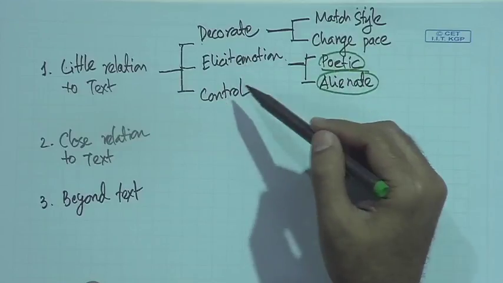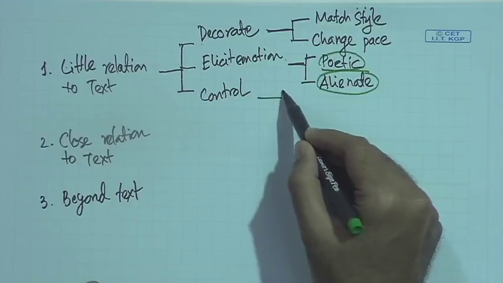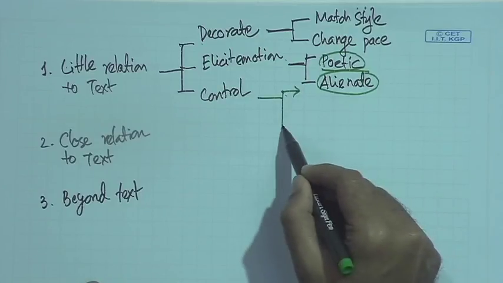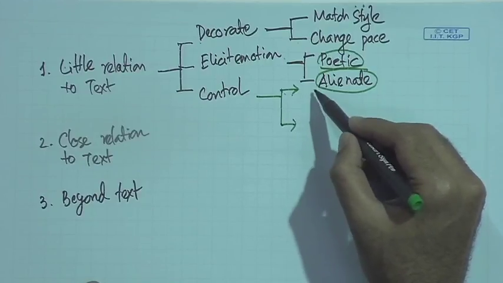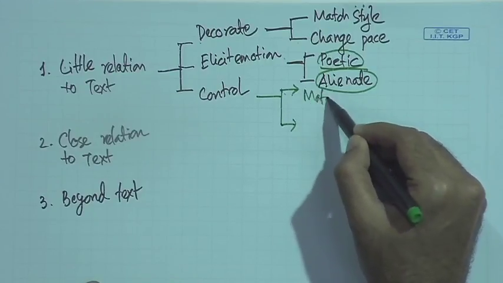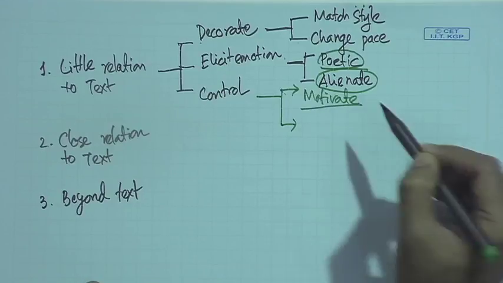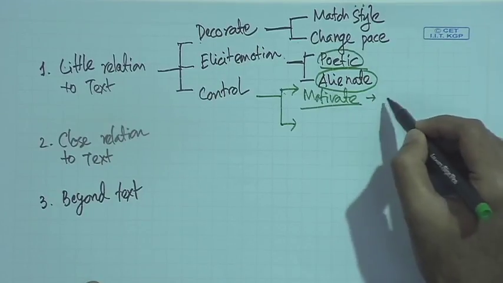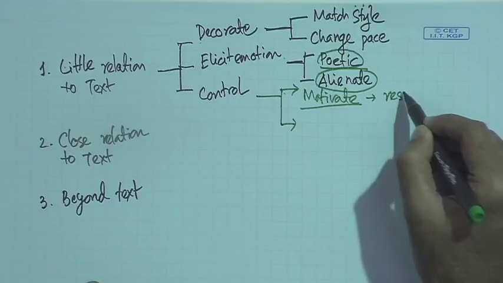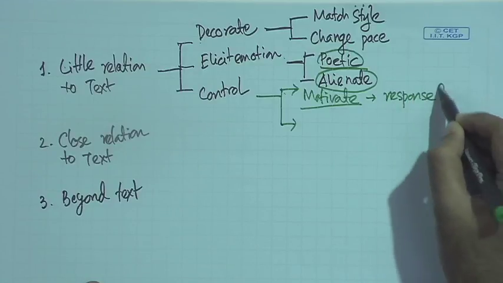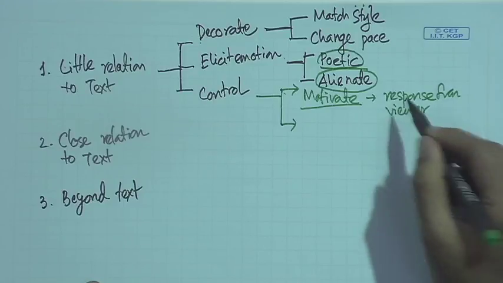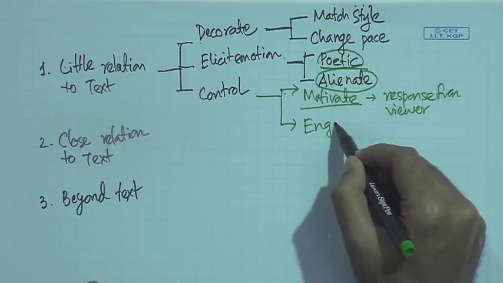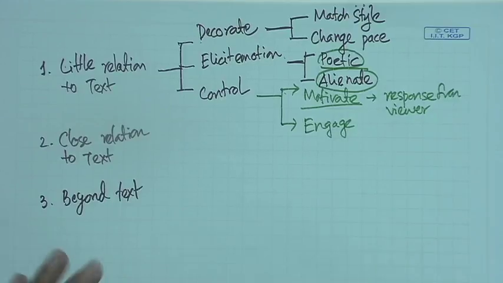Now, let us come to the control aspect. What happens when it comes to control? When you are trying to control through image and text relation, either you will try to motivate. In case of motivation, you encourage some response. So, you are encouraging some response from viewer, or the other case is where you are trying to engage. So, where you are trying to engage the viewer.